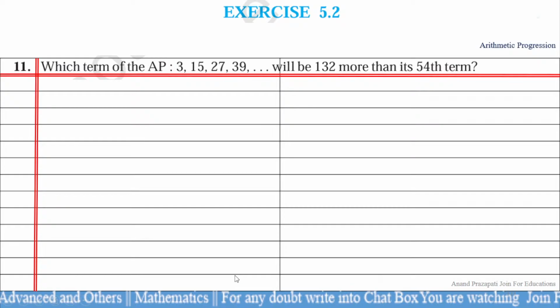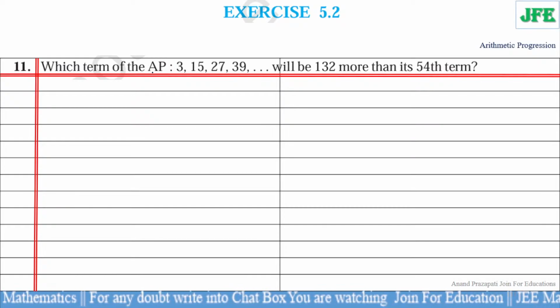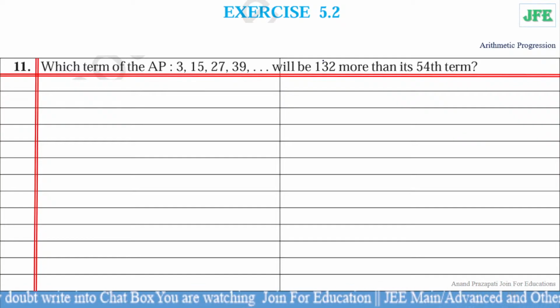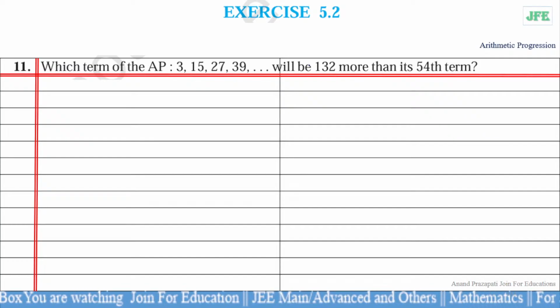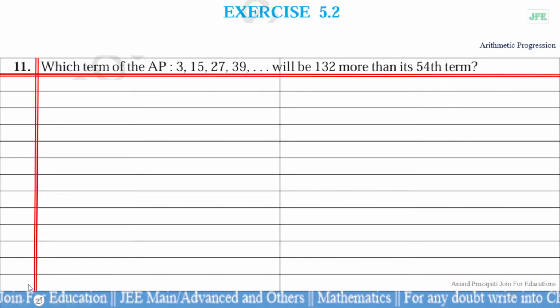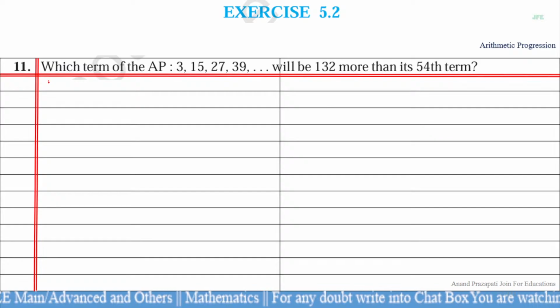So I am going to read this question. In this question, it asks us: which term of the AP 3, 15, 27, 39 will be 132 more than its 54th term? So let's see the solution of this question. First of all, we write here solution.